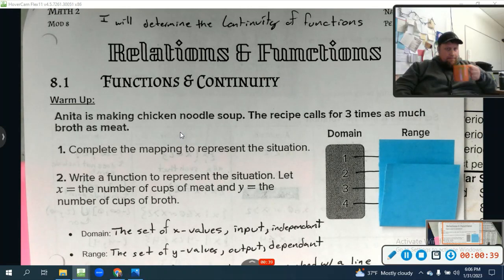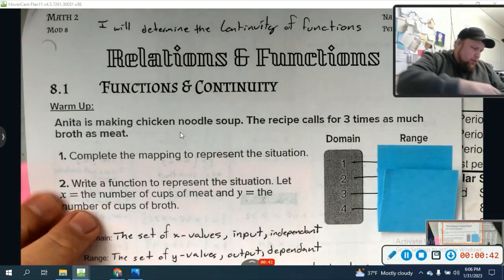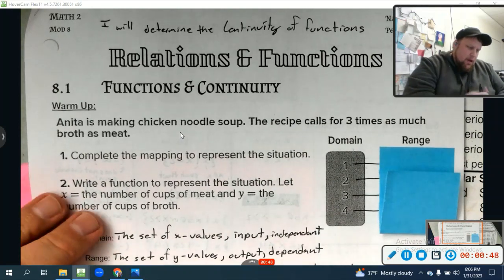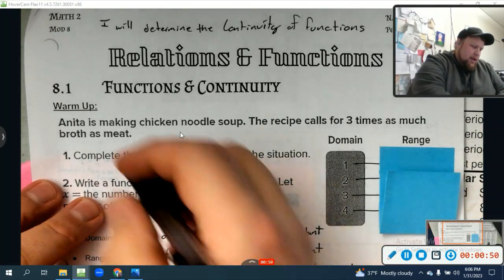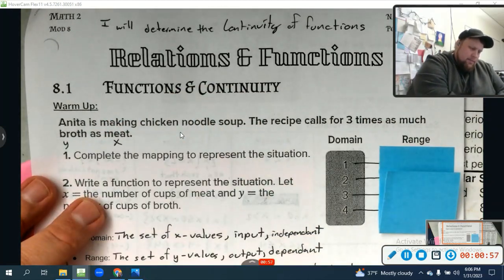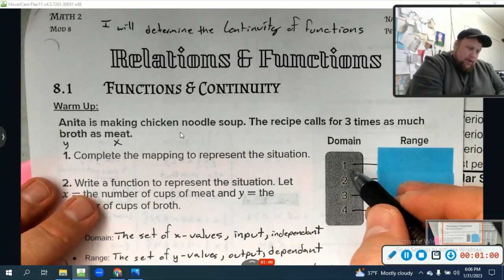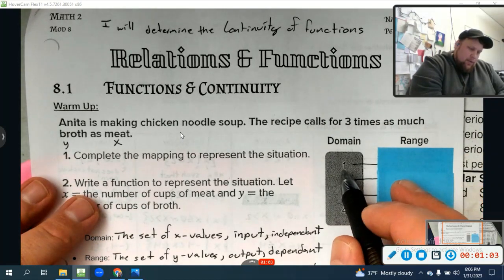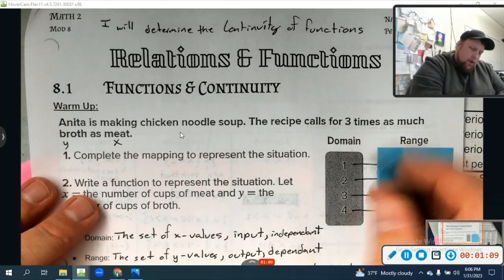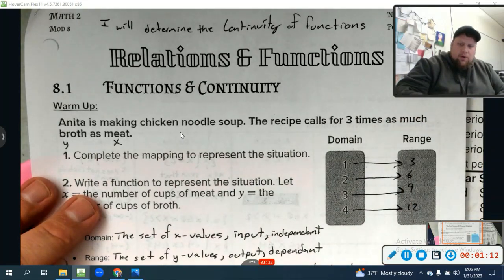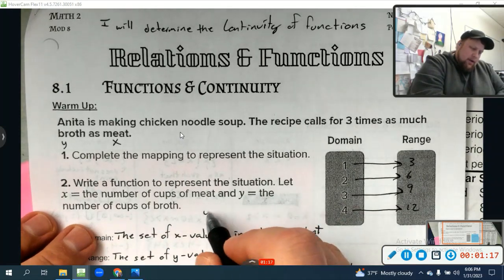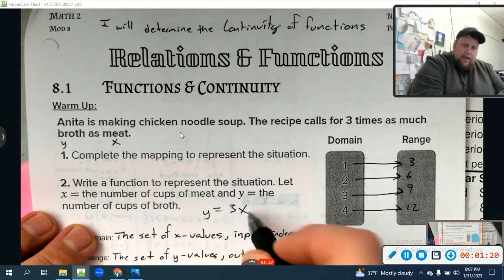Awesome. I'm assuming you read about Anita making chicken noodle soup. The recipe calls for 3 times as much broth as meat. So our meat is going to be X, and our broth is going to be Y. For whatever amount of meat, we need 3 times that of broth. If I have 1 meat, I'm going to have 3 broth. If I have 2 meat, I'm going to have 6 broth. See how that works? Just multiplying times 3. So Y equals 3 times X. Nothing big there.